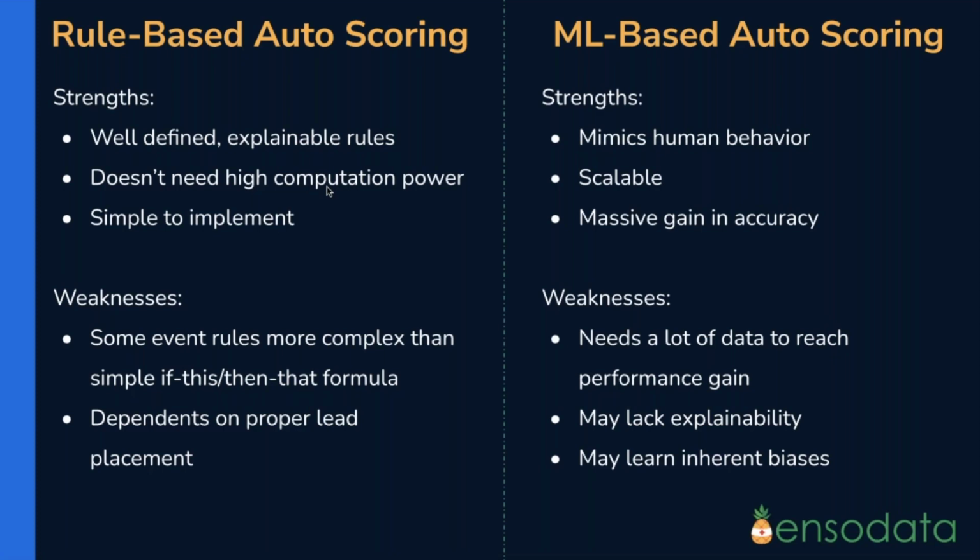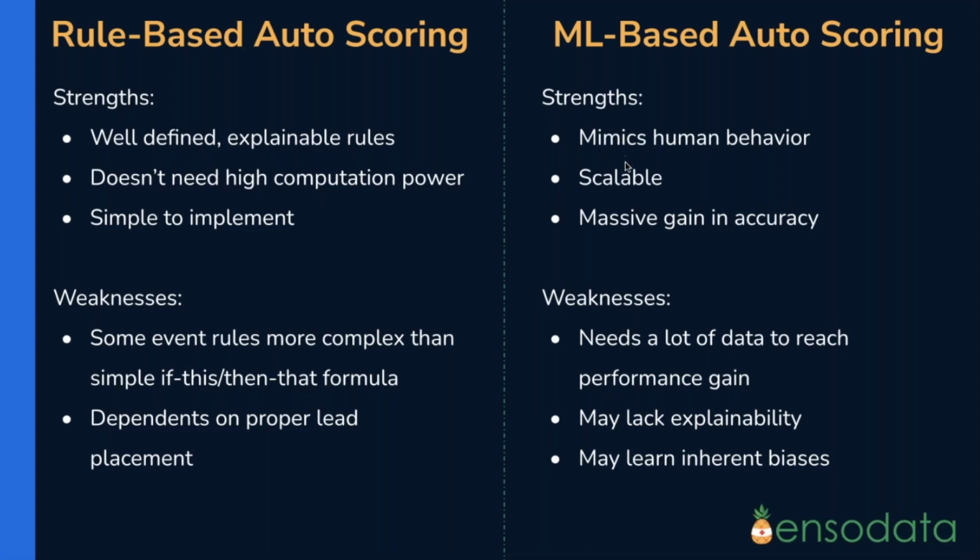Rule-based is not a very good fit for these events. Also, rule-based auto-scoring is very sensitive to outliers and noise, and really highly depends on proper lead placement. So if the data coming in is different than the data that, let's say, the engineer used when they formulated the rule-based algorithms, that is when these rule-based methods really break down.